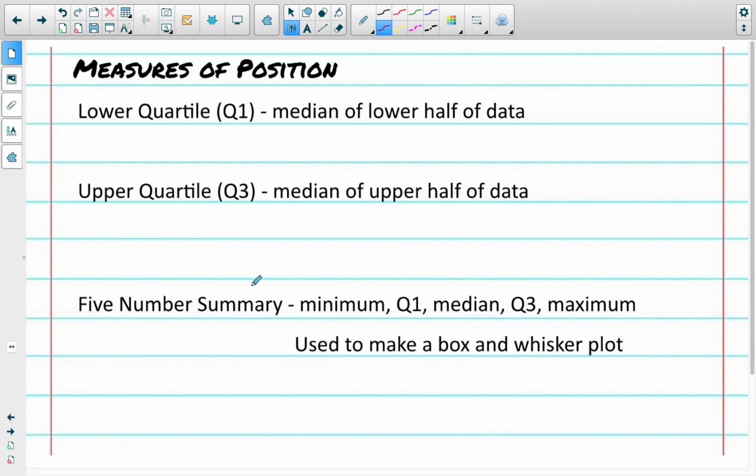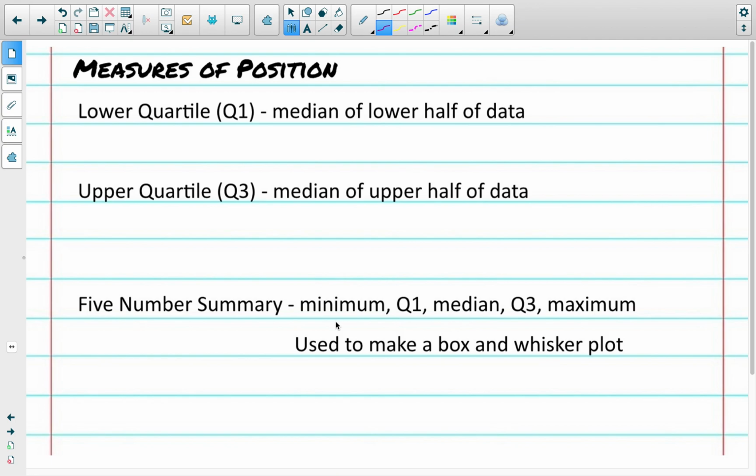Your lower quartile is the median of the lower half of data, and your upper quartile is the median of the upper half of data. You should have experience calculating this by hand in Algebra 1. We are going to use our TI-84s to do it in this class, but I will refresh your mind on how to do it by hand in case you do not have a TI-84.